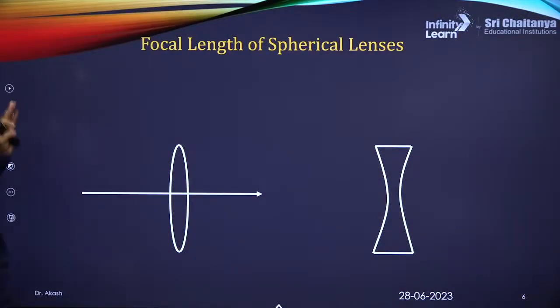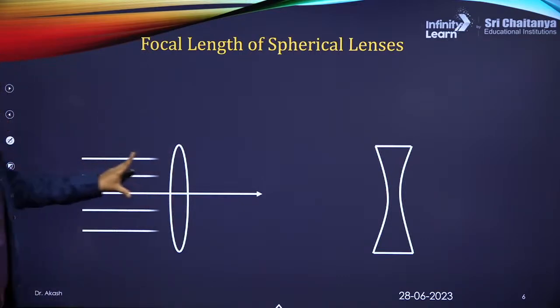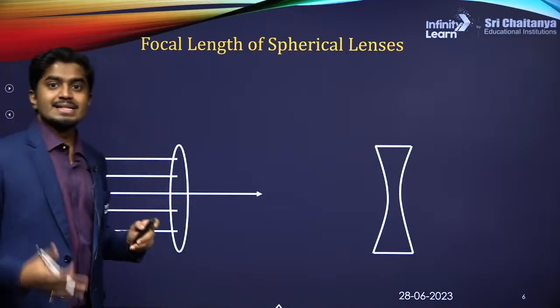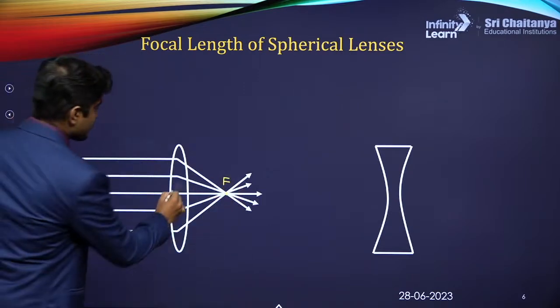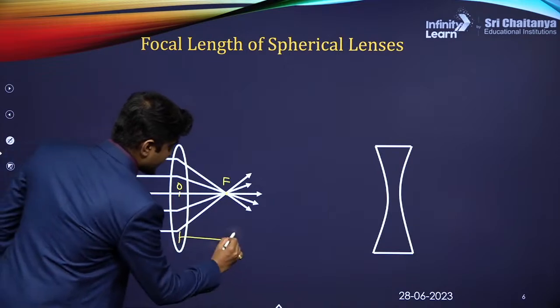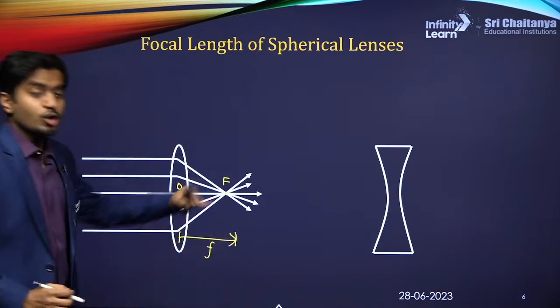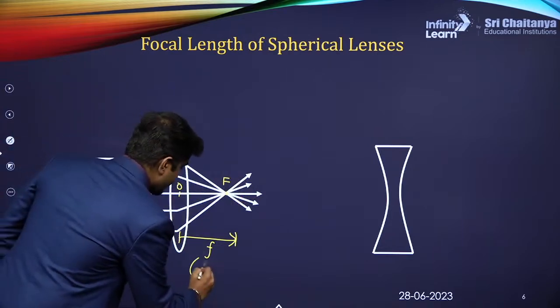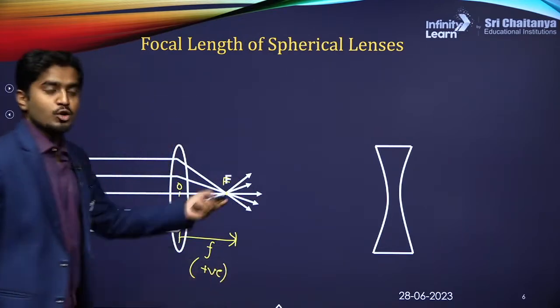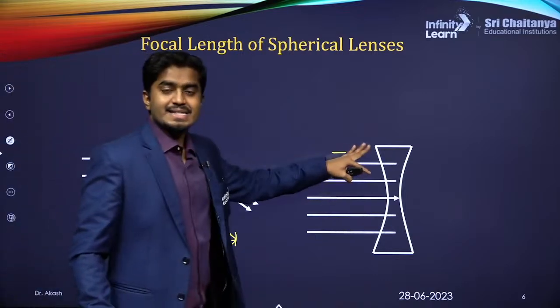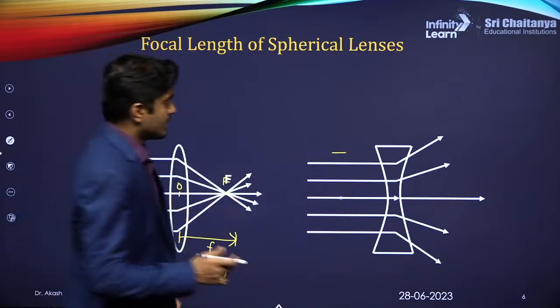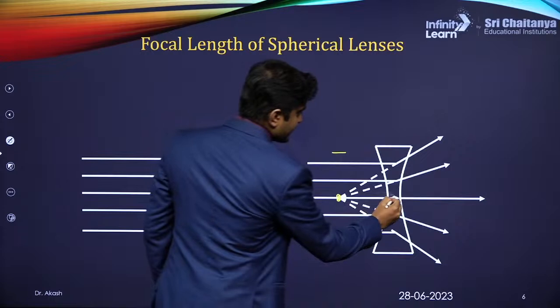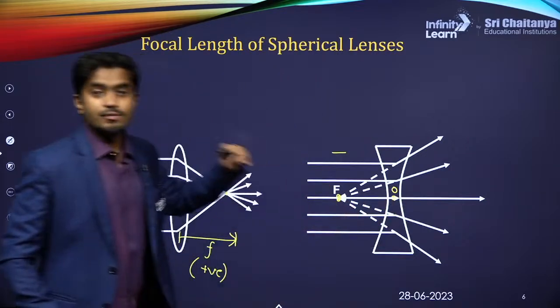Now, how is the focal length defined? Let's suppose you have a convex lens, and these are the incident rays. When they fall onto the convex lens, they converge at this point. There is a focus, right? So this is the optical center, and this is the focal length. You are going towards the right, so the focal length would be positive in this case. For the concave lens, these are the incident rays. When they fall onto the concave lens, they diverge, that means they go away from each other. So they appear to come from this point. There is the optical center here, and this point here is the focus.